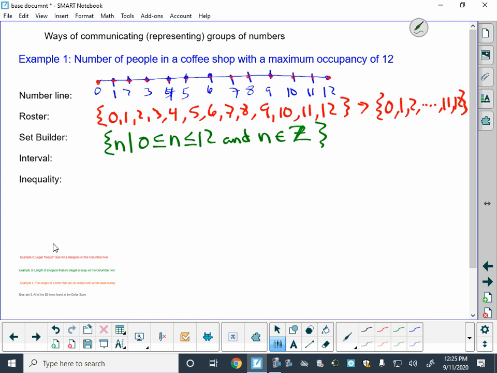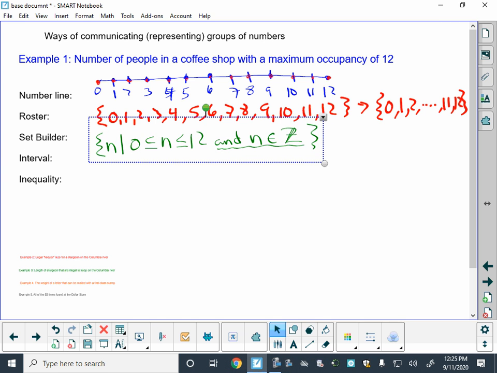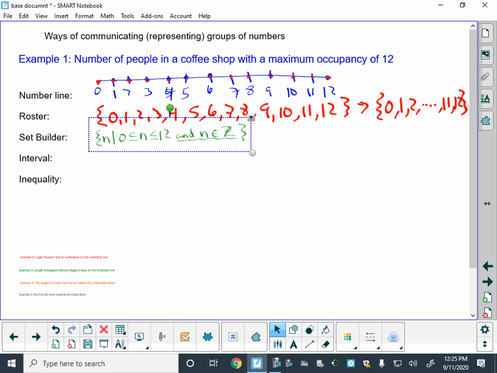So this extra piece that we add on here tells us that we don't have like 1.5. There's never 1.5 people in the coffee shop. That doesn't make any sense. Okay. So that's what set builder notation would look like there.